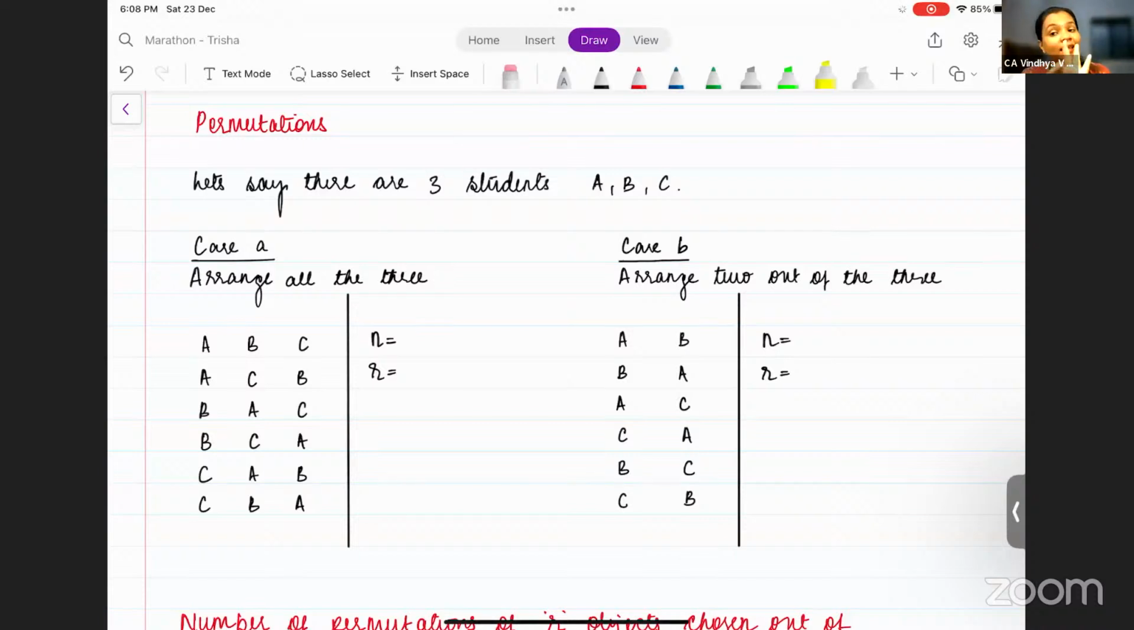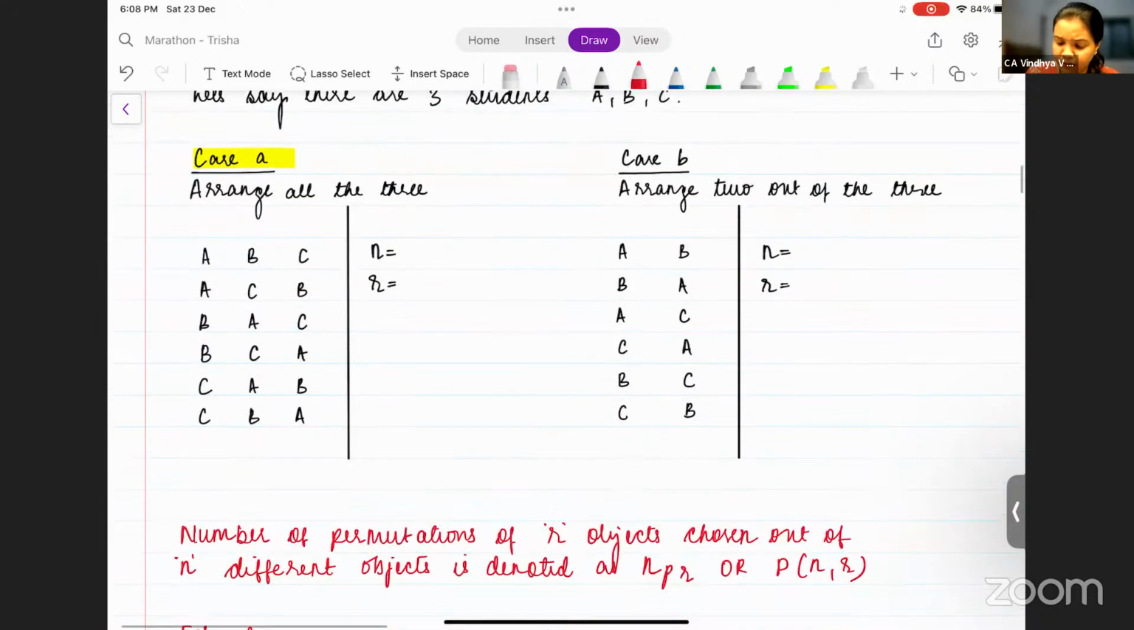So now let's say there are 3 students, A, B, and C. Now in case A, I'm saying you have to arrange all the 3. Okay. So what are the possible ways of arranging all the 3? ABC, ACB, BAC, BCA, CAB, and CBA. So can I say there are 6 ways of arranging?